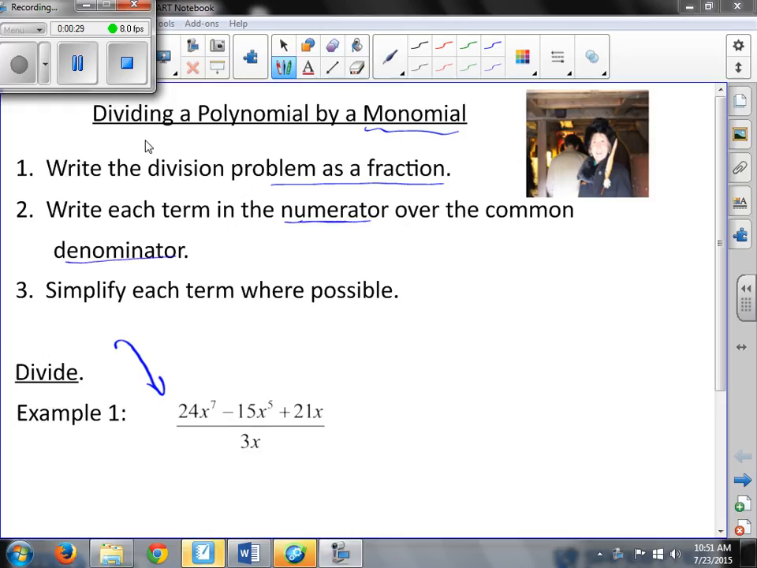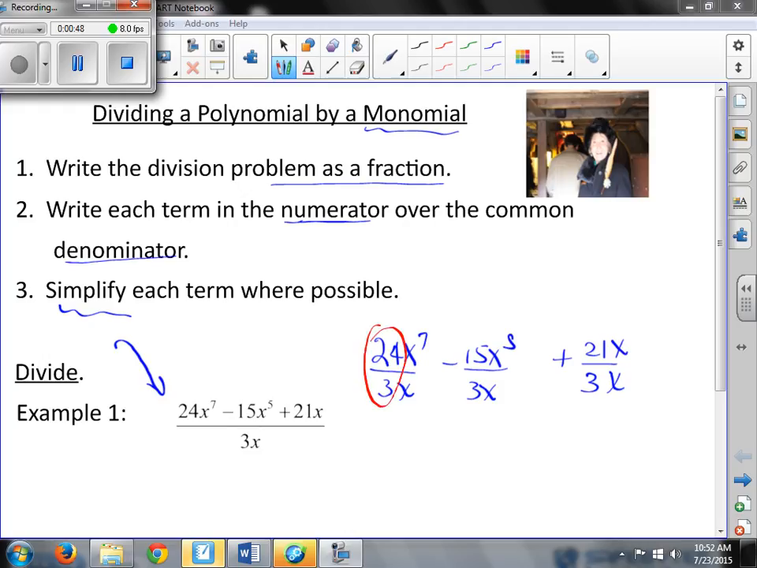So we're going to write each term in the numerator, 24x to the 7th over 3x, minus 15x to the 5th over 3x, and 21x over 3x. And then we're going to simplify each term where possible. So we'll start off, 24 divided by 3 gives us 8, and x to the 7th divided by x to the 1st, remember we subtract the exponents, and 7 take away 1 is 6.